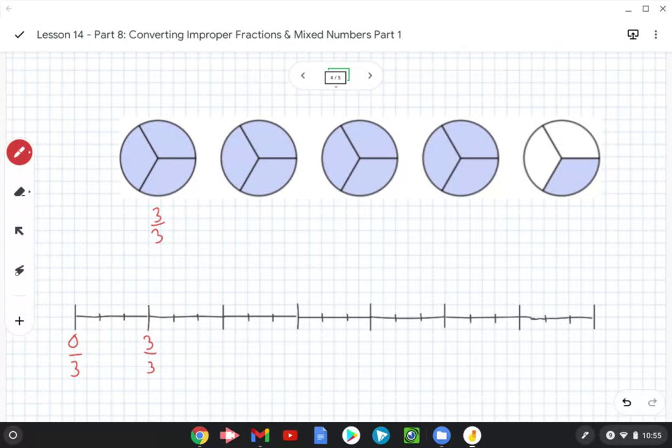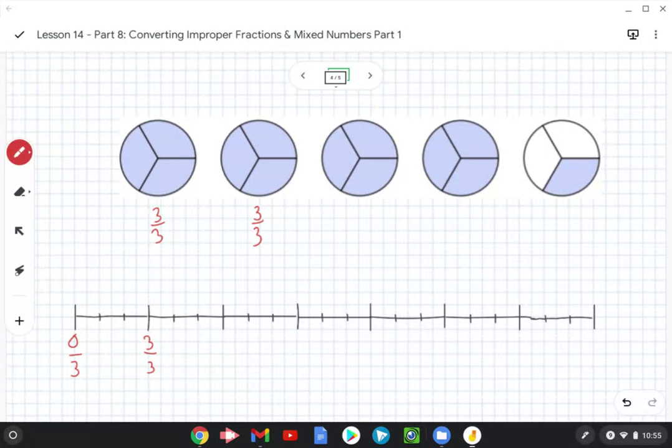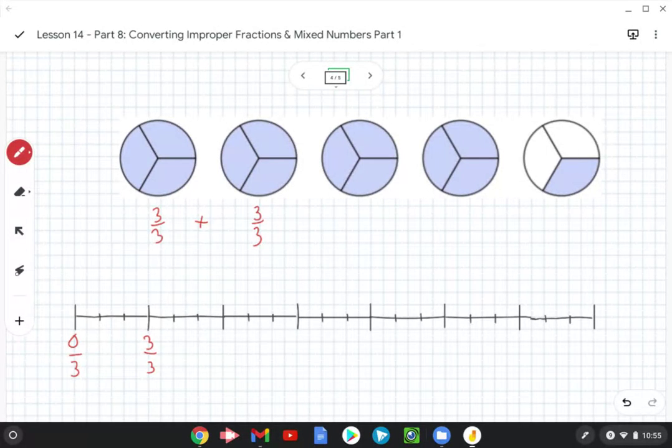Let's not skip that important step. And here we have another, let's see here, 3 thirds here. So if we added those together, that would be 6 thirds, right? And let's see here, if we go 1, 2, 3 more thirds up the number line, we'd land at 6 thirds. That makes sense. So, and then we have another 3 thirds, right? Which we can look here at 1, 2, 3 more thirds. And that would give us 9 thirds.